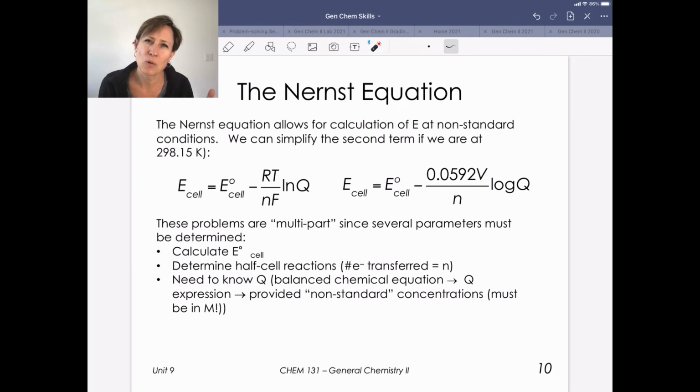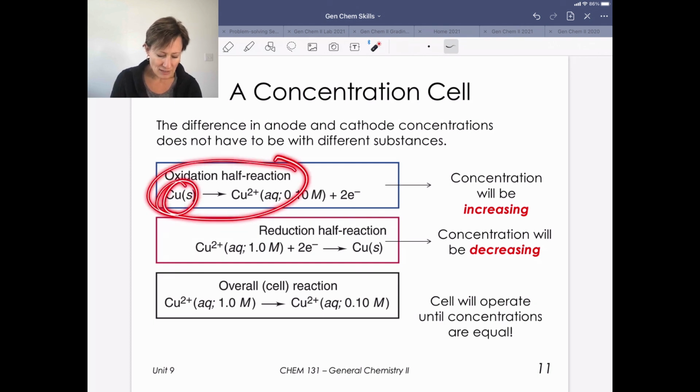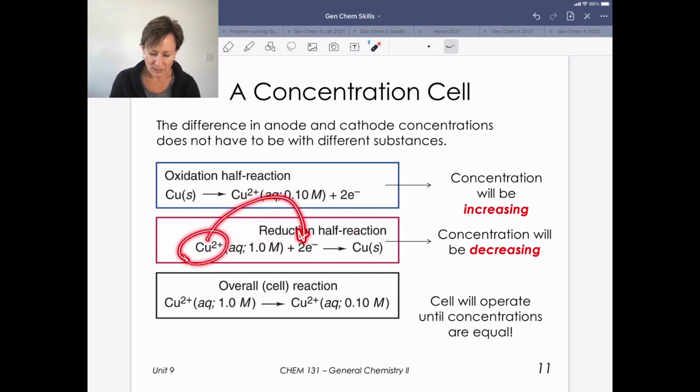All right, so why is this important? Well, sometimes we can have a voltaic cell that has the same things in the anode and the cathode, but what makes them different is we've got different concentrations. I'm going to show you a picture of one in a minute that hopefully will make sense. But here are the species of what's going on. In our oxidation half reaction, we're going to have a copper electrode that is oxidized, losing electrons and generating copper ions in solution. In our reduction half reaction, we're going to have copper ions that pick up those electrons and generate solid copper.